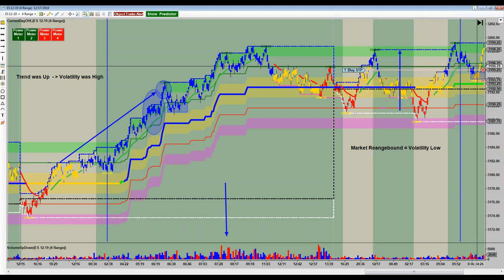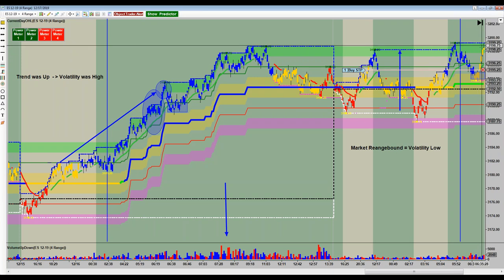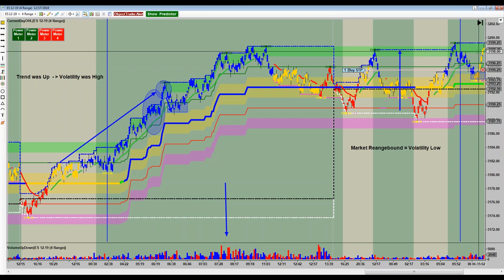99 1/4. Now, in the case of this scalp, you can see that the difference between 95 and 99 1/4 is 16 ticks, but you're not going to get 16. There's going to be slippage and you're going to miss the top. So you dial that back to like 12 or 10.